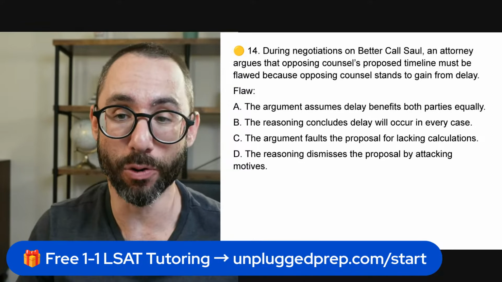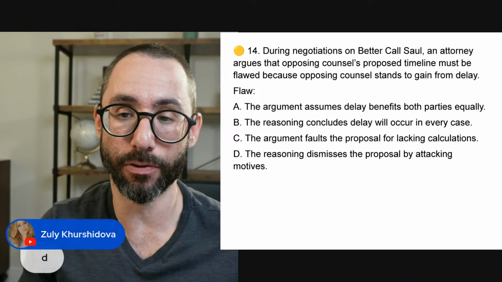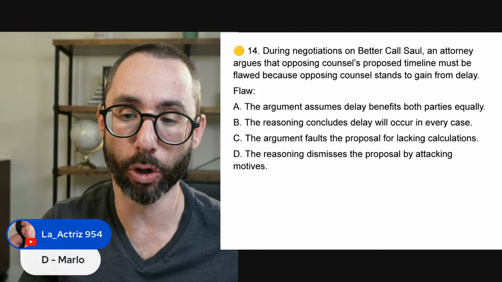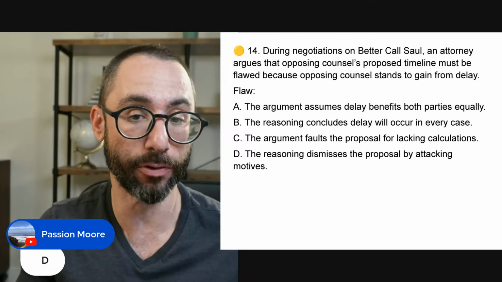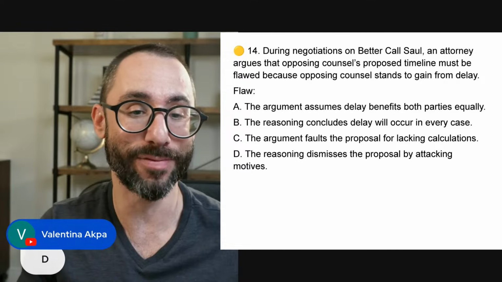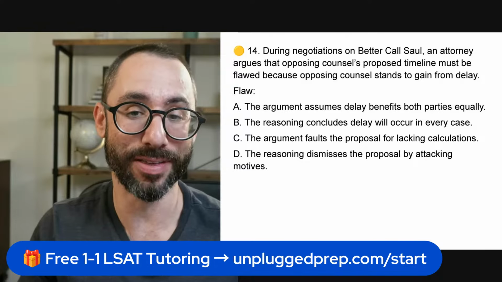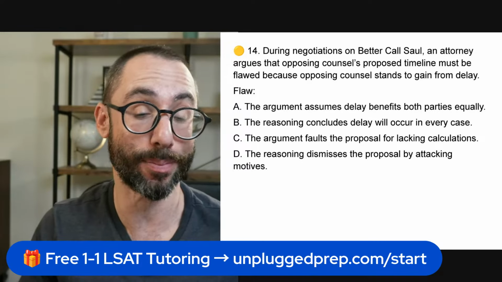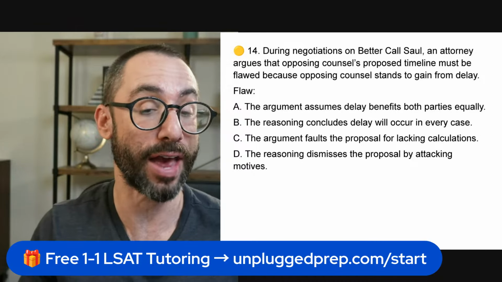I see a ton of folks got it. We got Nathan saying D, Zuli, Anne, Giovanna, Marlo, Passion, all saying D as in Delta. Dismissing the proposal by attacking the motives. The answer is in fact D. Autumn and Valentina got it as well. Fantastic. The answer is D, attacking the source, attacking the person. Formal name for this flaw is ad hominem.